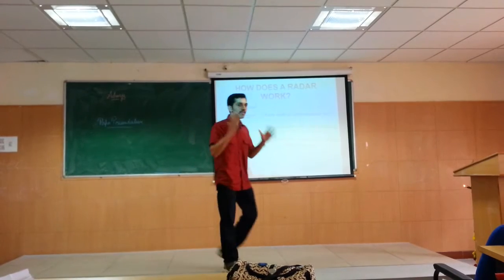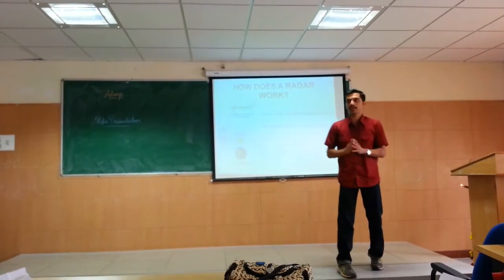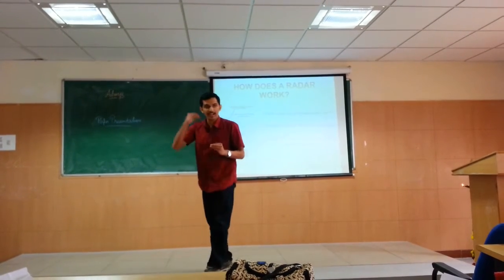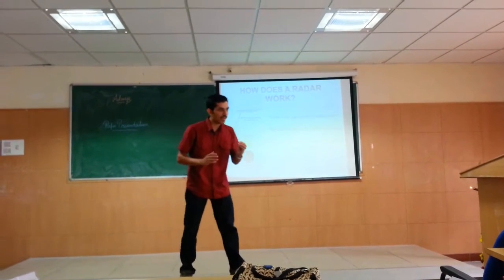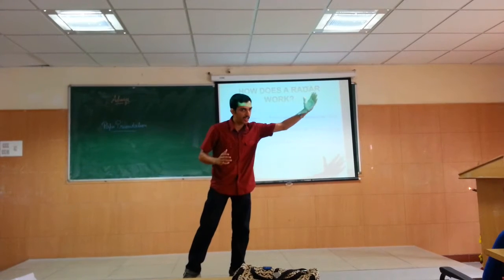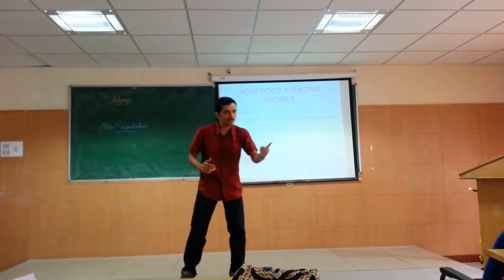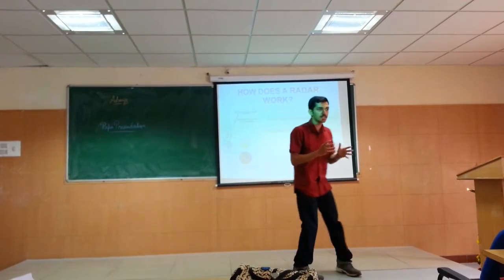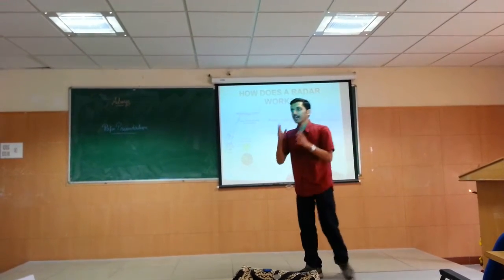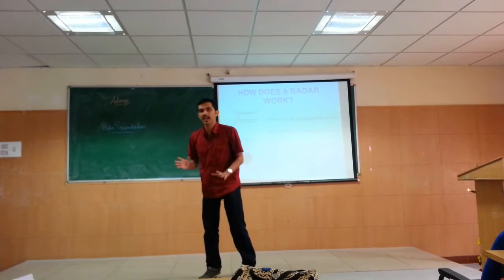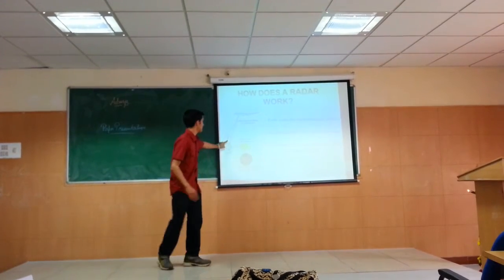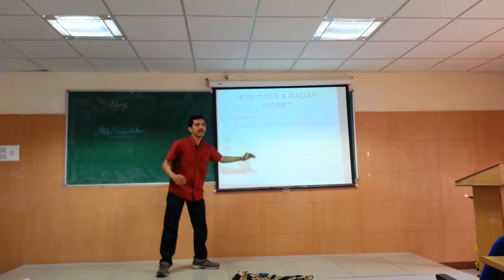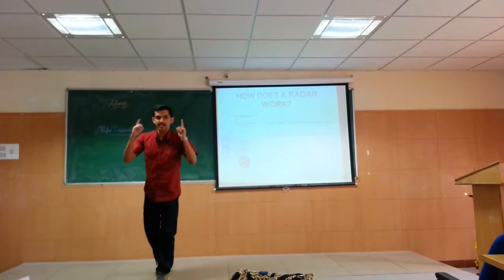Now, let me come from the basics. How does a radar work? And what is a radar? A radar is a device which sends out electromagnetic waves. And the electromagnetic waves, on hitting the object or the aircraft, get reflected back to the radar. Now, this information is processed, and based on that, we can get to know the presence of an aircraft in the airspace. As this diagram illustrates, the radio waves are sent, they are reflected, the data is processed, and the aircraft is detected.